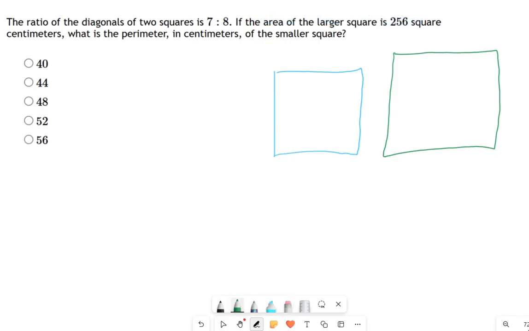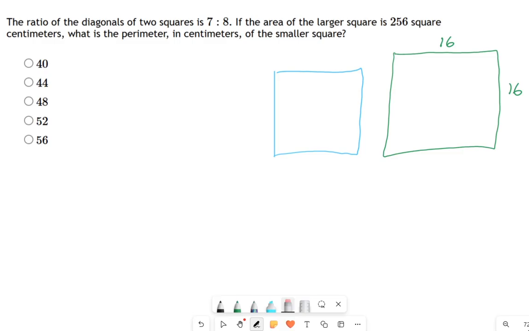Well, I've drawn a larger square over here, and you can see that if the area is 256, how do we get the side length of this thing? Well, you square root it, right? And that's going to give you 16. So 16 must be those side lengths, and if you multiply those together, you'll see you get 256 again. Great, so I know something about that big square now.